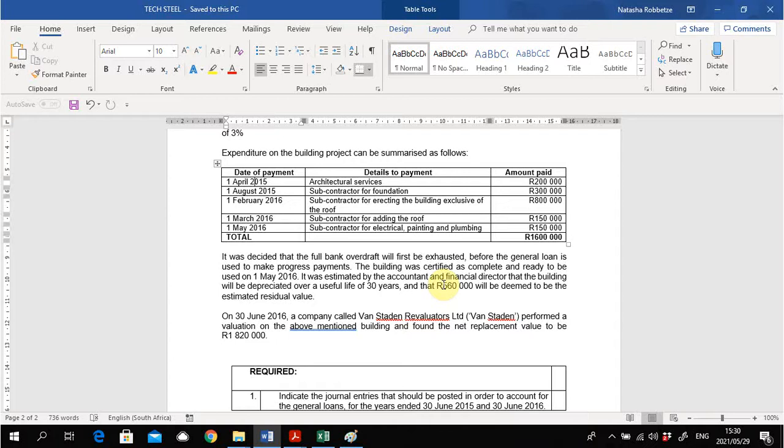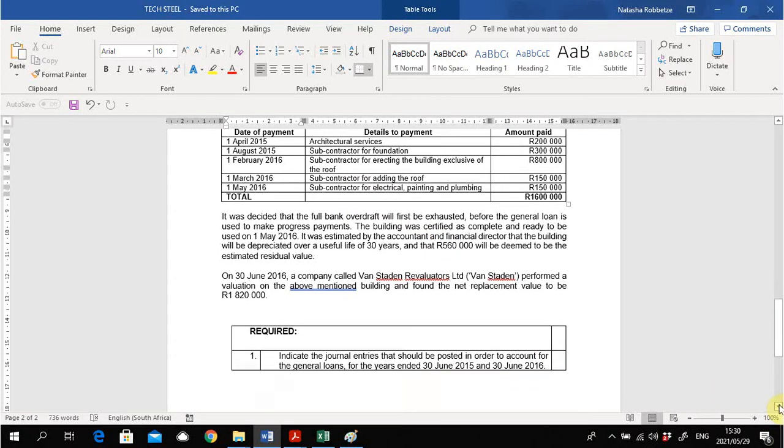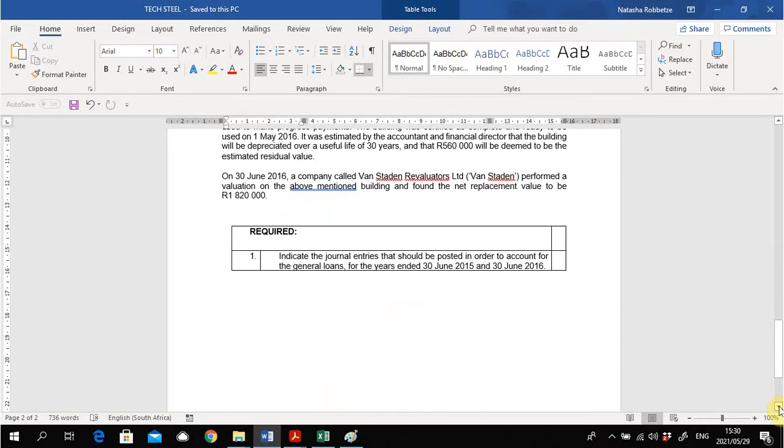Then they say on 30 June 2016, a company called Van Staden Revaluators performed a valuation on the above mentioned building and found that the net replacement value is 182,000,000. In the required part, they ask you to indicate the journal entries that should be posted in order to account for the general loans for the years ended 30 June 2015 and 30 June 2016. So we need to do calculations for 2 years.